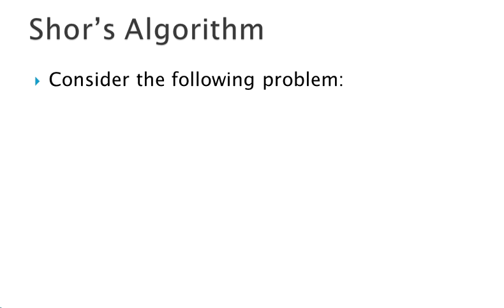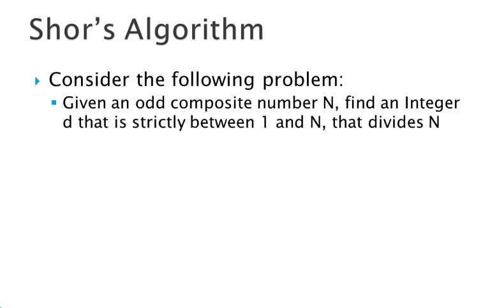Now, Shor's algorithm. First, we have to formulate a problem in order for us to easily explain it. The problem is: given an odd composite number n, find an integer d that is strictly between 1 and n and that divides n. So we are given any composite odd number, a very big number, and we are asked to find an integer d which must be less than n but greater than 1, and secondly it must divide n.